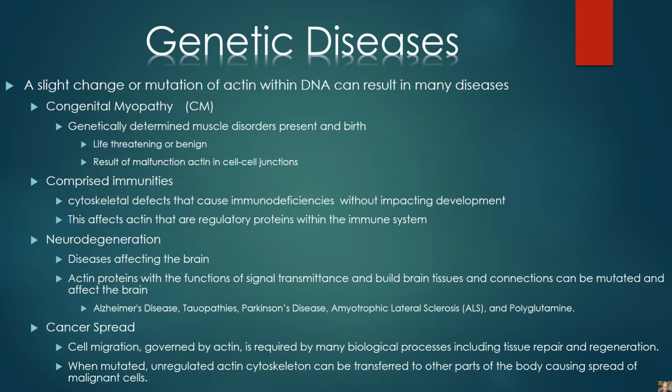Cancer spread. Lastly, cell migration governed by actin is required by many biological processes, including tissue repair and regeneration. When mutated, unregulated actin cytoskeleton can be transferred to other parts of the body, causing spread of malignant cells. So these malignant cells, when the actin has some type of mutation that forms a cancer that's malignant to the rest of your body, then it can be spread because actin filaments are sometimes not regulated by your body. They're unregulated. So they just keep transferring to other parts of your body, and that's why cancer spreads.